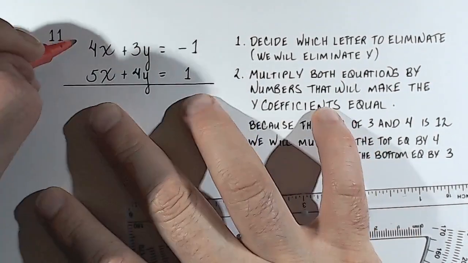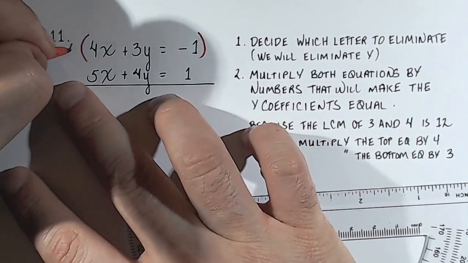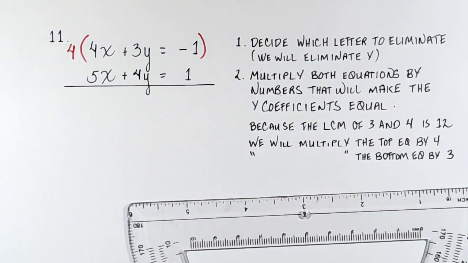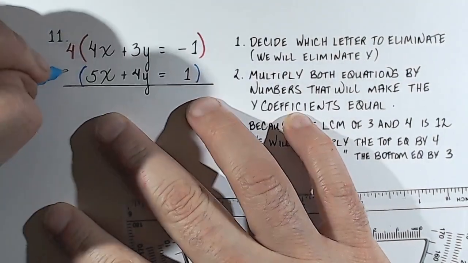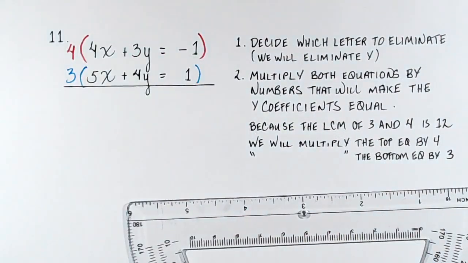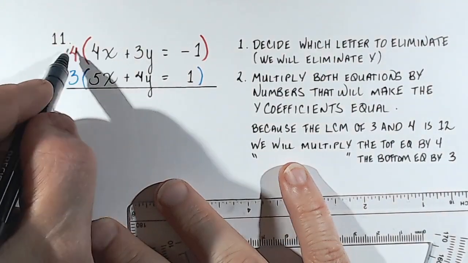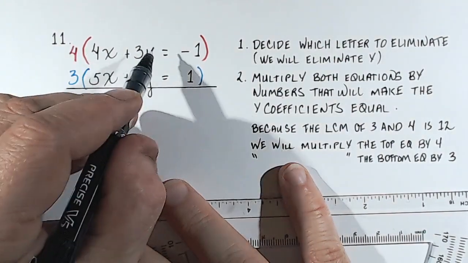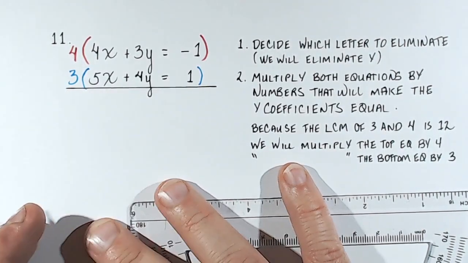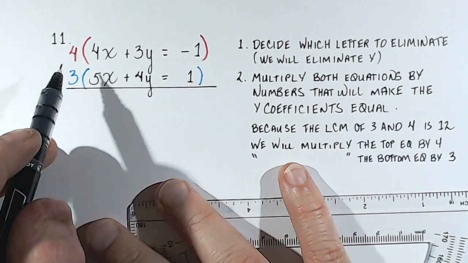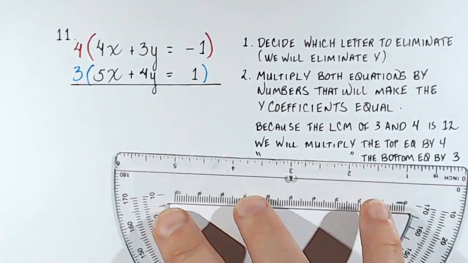Okay, so let's do that now. I'm going to multiply the top equation by 4. And then after I do that, I'll multiply the bottom equation by 3. You have to do distribution. So you're going to be multiplying the 4 times 4x, the 4 times 3y, and the 4 times -1. And you'll rewrite the system, okay? Once you get these new equations, then you'll do 3 times 5x, 3 times 4y, and 3 times 1.